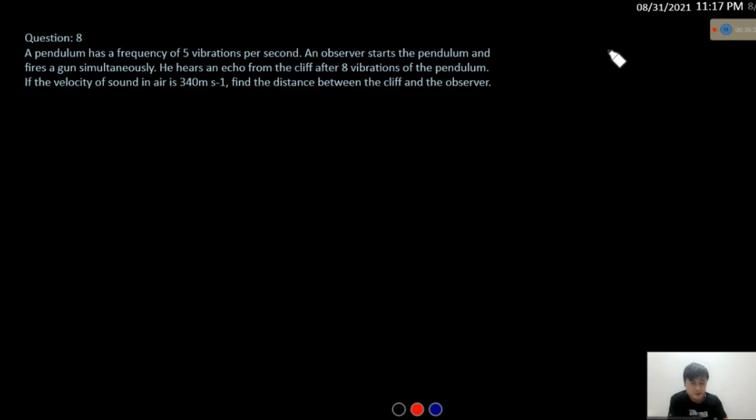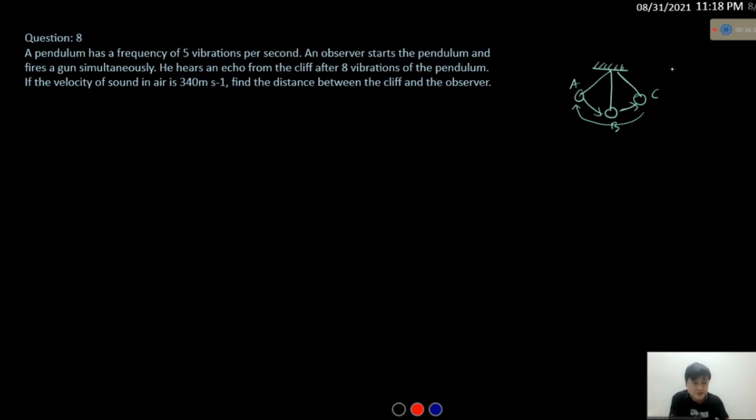So let's draw the pendulum first. The pendulum will look like this. When it oscillates, it will go from position A to B and C. From B it will move to C, C to A, and again A to B. It will make one oscillation.